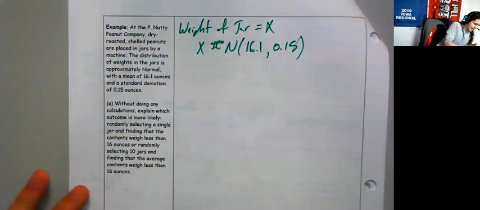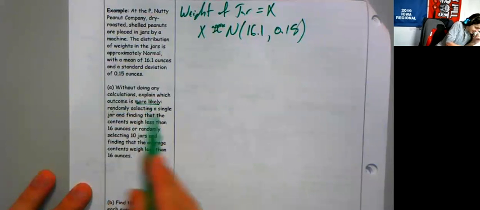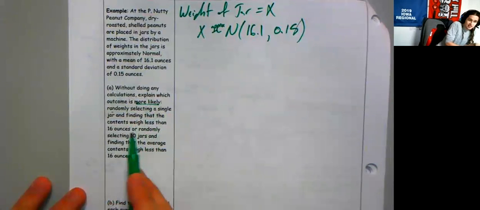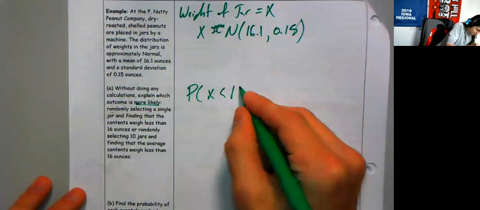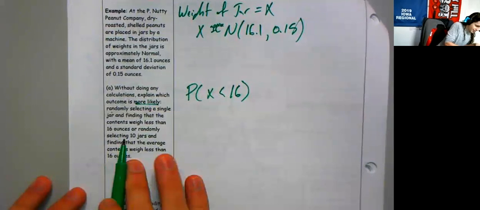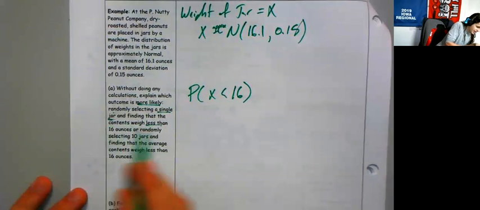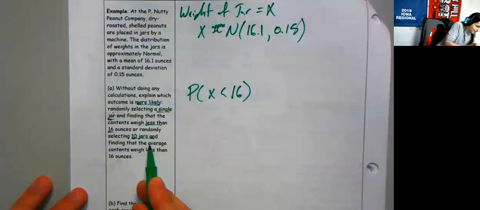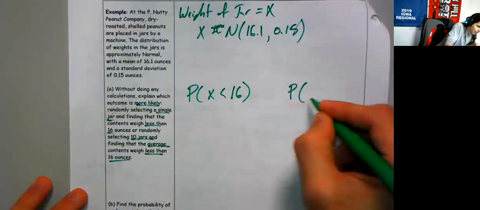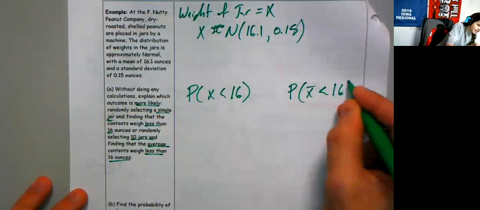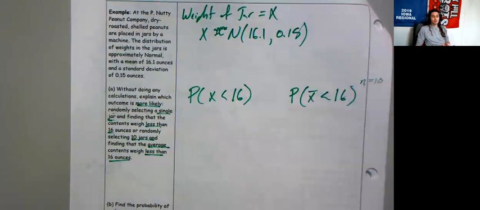All right. A, without doing any calculations, explain which outcome is more likely. Randomly selecting a single jar and finding its contents weigh less than 16 ounces. Okay, so that's the probability that X is less than 16. Or randomly selecting 10 jars, single jar, less than 16, 10 jars, average, less than 16. Well, which is more likely? Probability X is less than 16 or probability X bar is less than 16, given that n is 10. All right, well, which one is more likely?